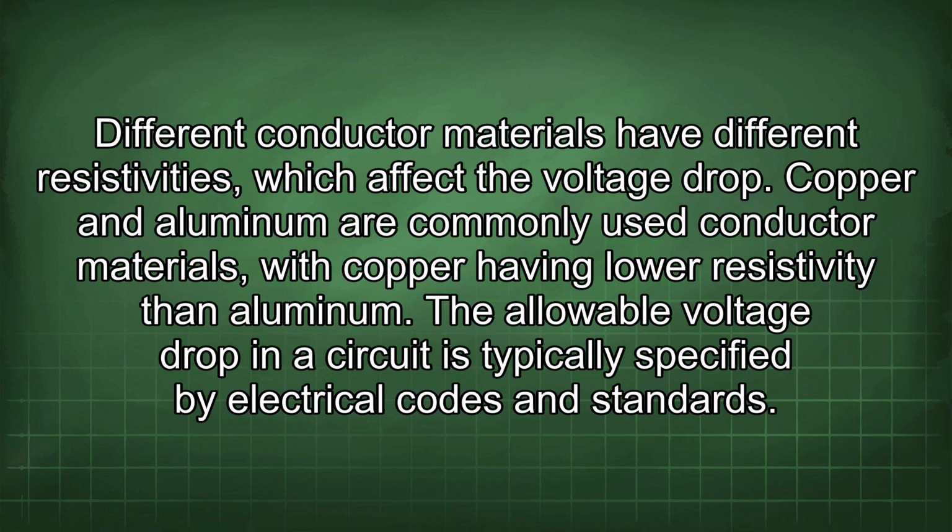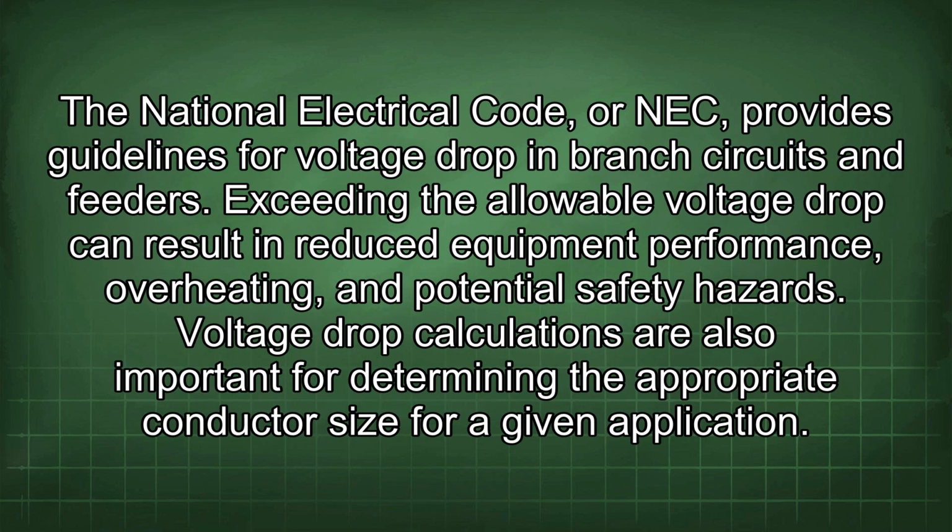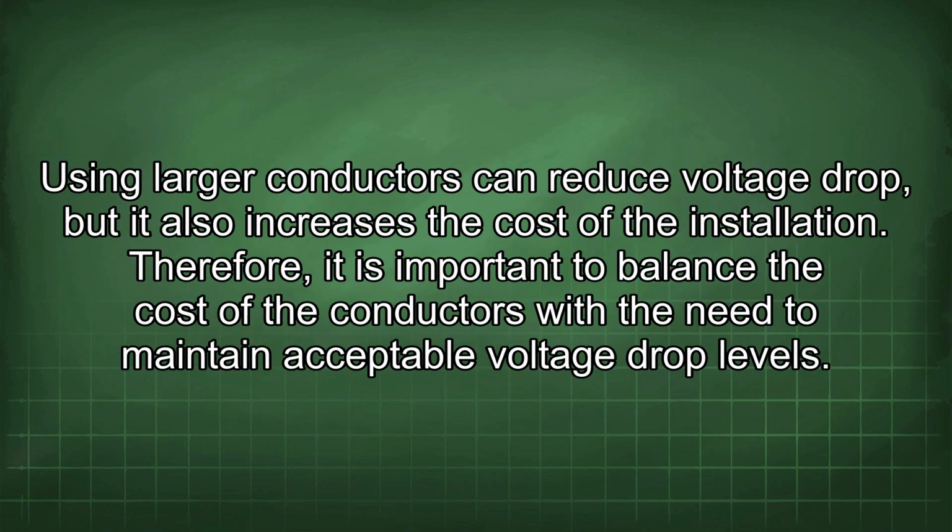The allowable voltage drop in a circuit is typically specified by electrical codes and standards. The National Electrical Code, or NEC, provides guidelines for voltage drop in branch circuits and feeders. Exceeding the allowable voltage drop can result in reduced equipment performance, overheating, and potential safety hazards. Voltage drop calculations are also important for determining the appropriate conductor size for a given application. Using larger conductors can reduce voltage drop, but it also increases the cost of the installation. Therefore, it is important to balance the cost of the conductors with the need to maintain acceptable voltage drop levels.